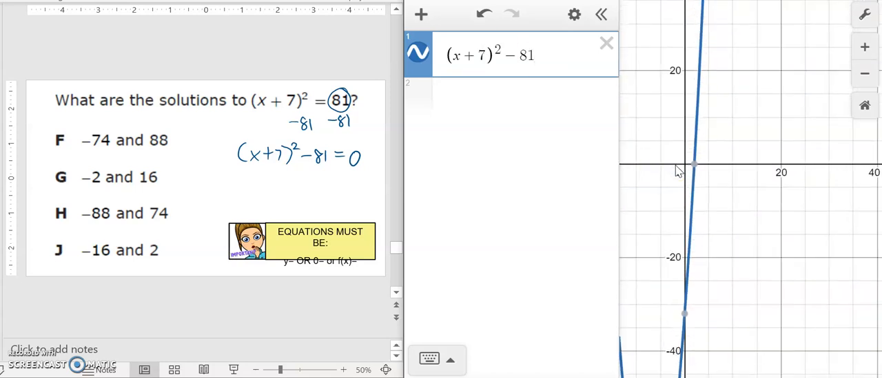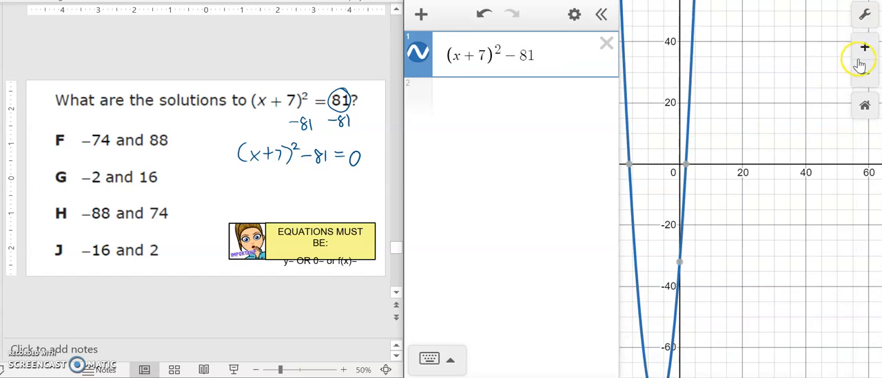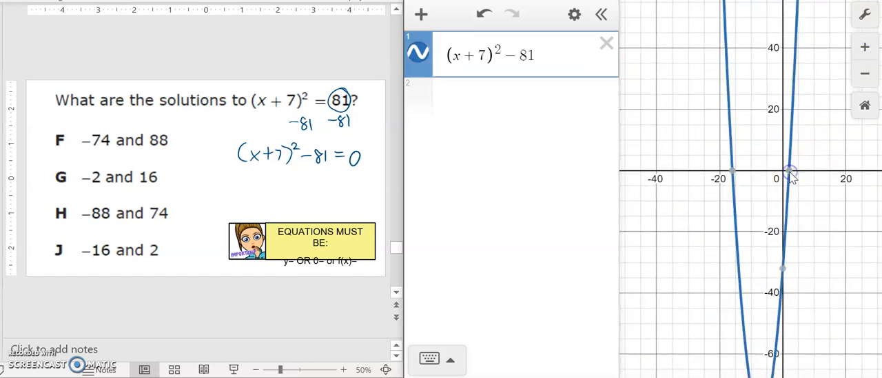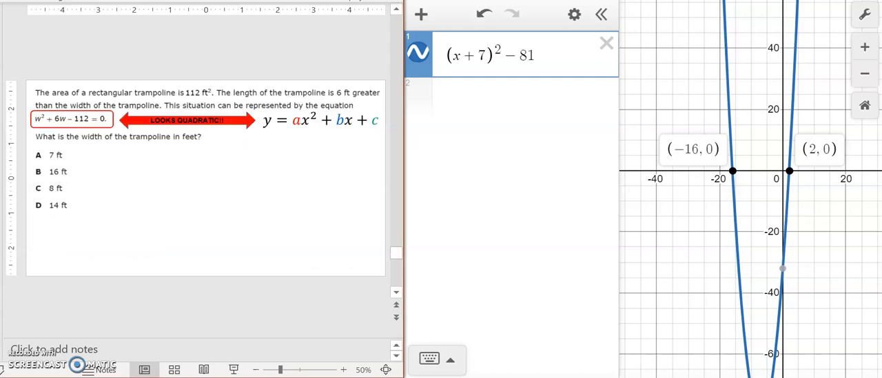Notice I couldn't see both. If I just zoom in, you can zoom in, zoom out, you can drag it to where you need. And then we can click. So I have positive 2 and negative 16. Hey, J is my answer. Loving this. But you have to know how to put it in proper form, what to do with those numbers, before the calculator is any use to you.